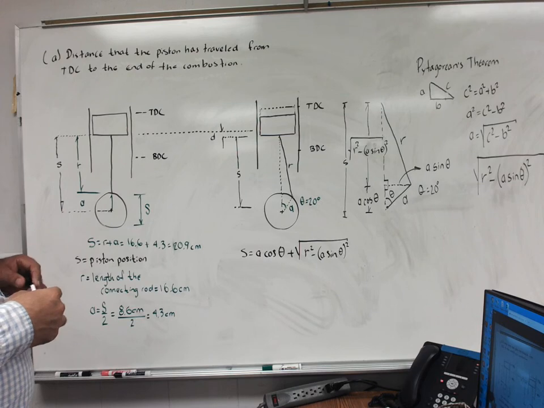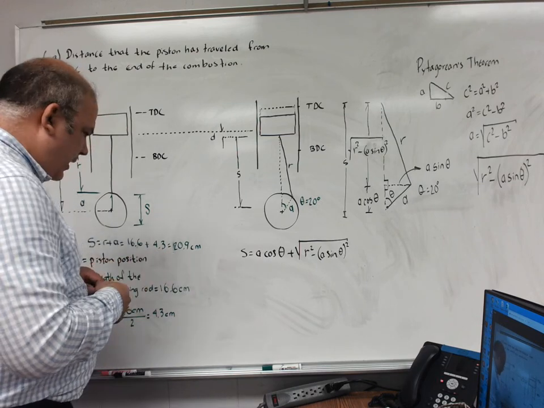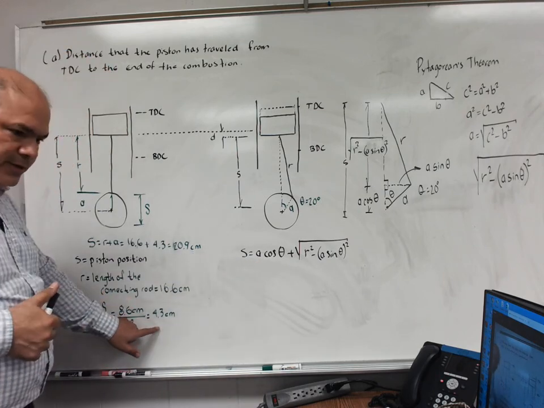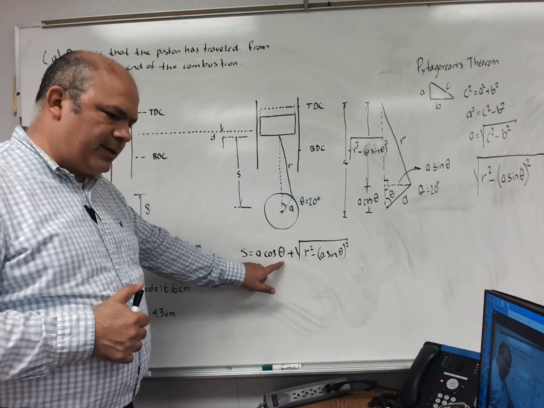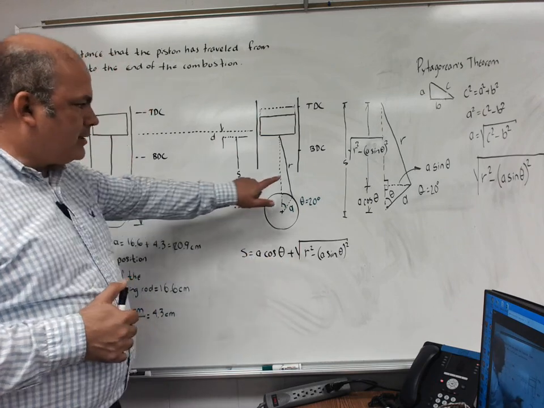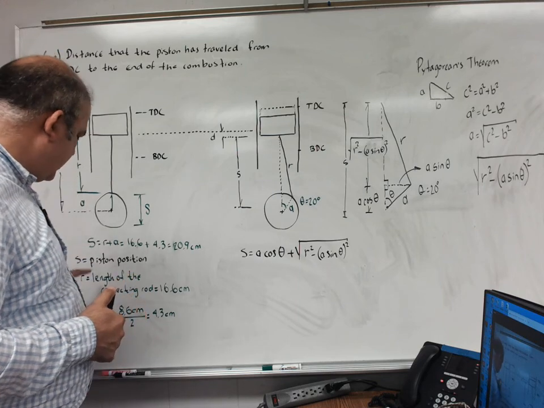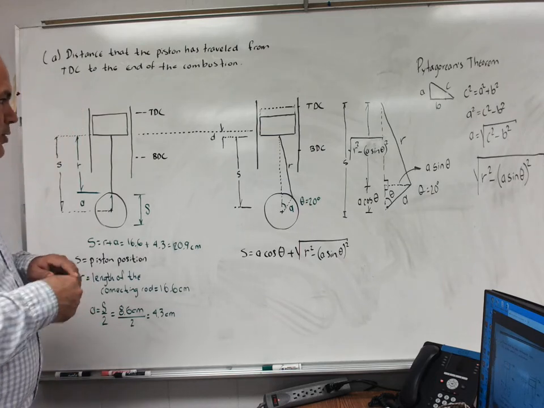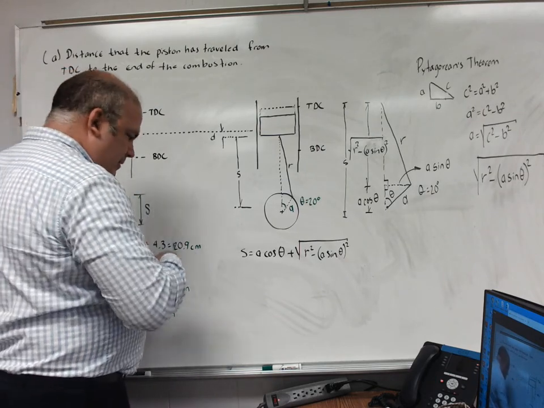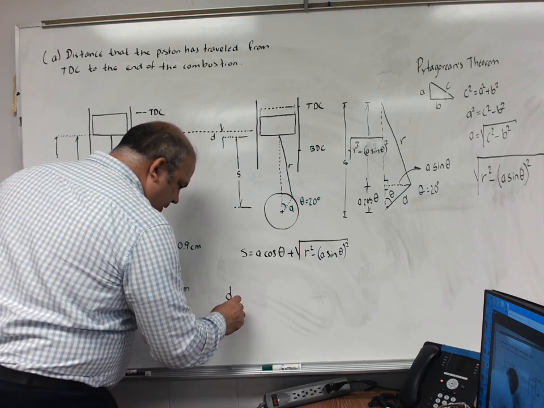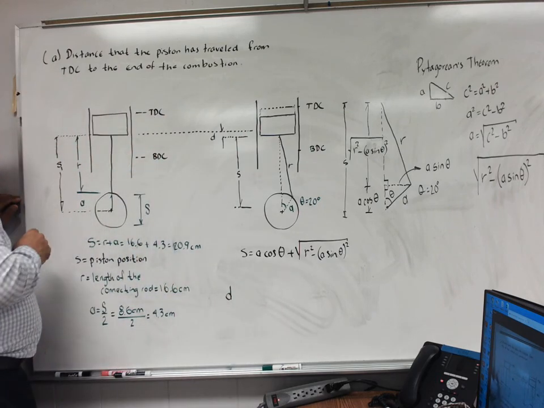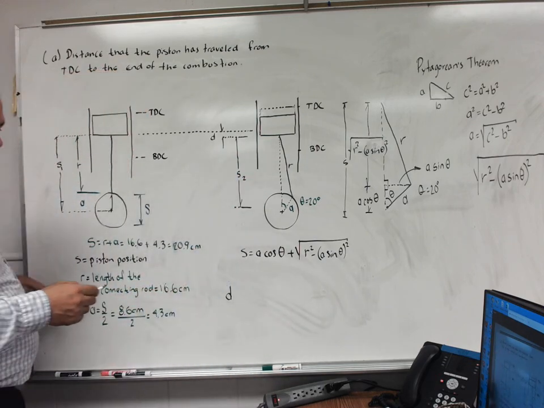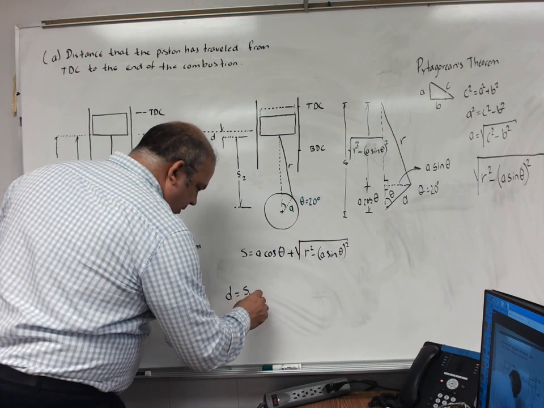What is the reason for having this? A is a dimension that we already have, 4.3. Theta is 20 degrees. R is the connecting rod, which is 16.6. A, once again, is the radius. So this distance D, we can call this one S1 and S2, is the difference between S1 minus S2.